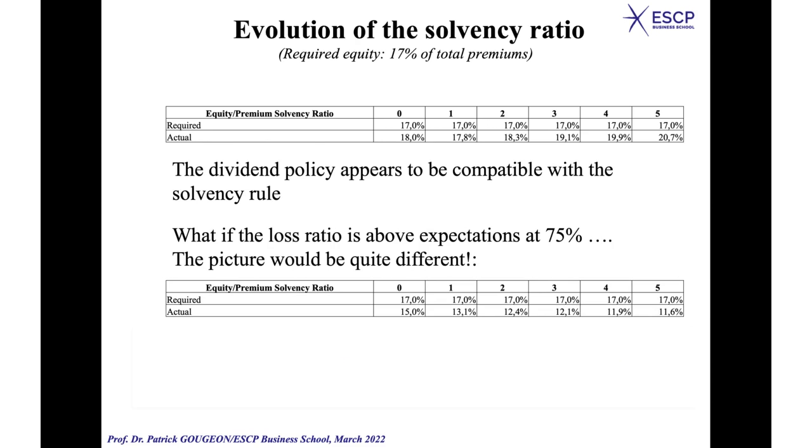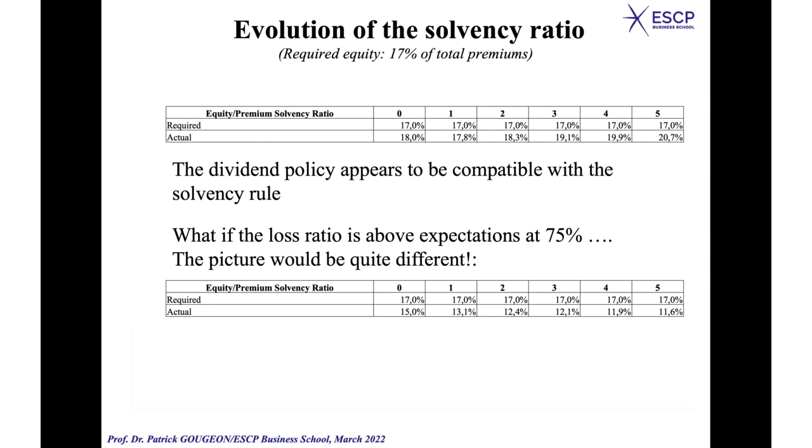Yes, but this is a simulation after all, and we are looking at the future with the idea that the loss ratio will be 72%. What if predictions are wrong? And what if, for instance, the loss ratio is above expectations at 75%? With the same calculation, you would see that rapidly the equity is not enough, and the ratio of equity to premium will decrease regularly and be systematically below the required rate.